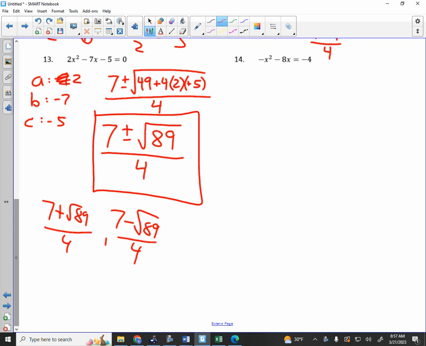Last one. What's different about number 14? Yeah, it's not set equal to 0. So what should I do first? Yeah, I'm going to add the 4. So negative x squared minus 8x plus 4 is equal to 0. I'll list A, B, and C. A is negative 1, B is negative 8, and C is 4.